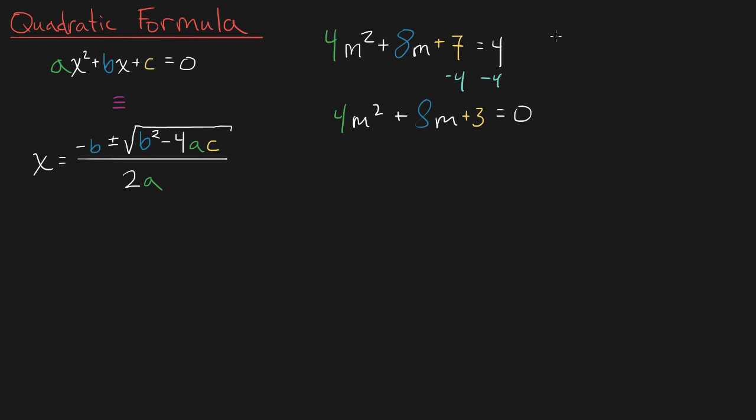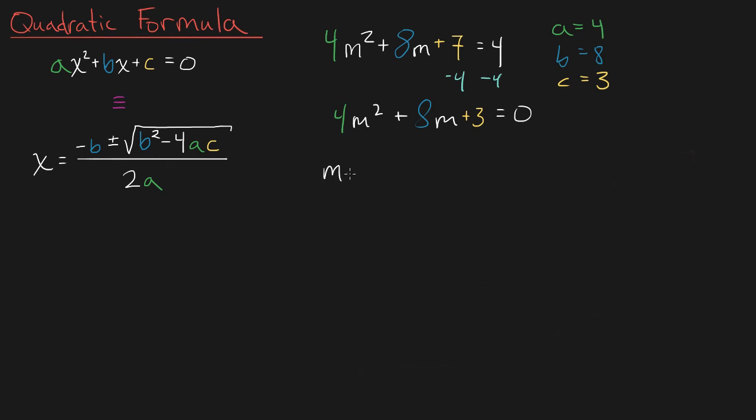So now my a coefficient is 4, so a is equal to 4. My b coefficient is 8, and my c coefficient is 3. Okay, so these are the values that I'm going to substitute into my quadratic formula. Now that I know what a, b, and c are equal to, I can substitute those values into the quadratic formula. The only difference is going to be that on the left-hand side, instead of x, we will have m, because m is the variable that we're working with.